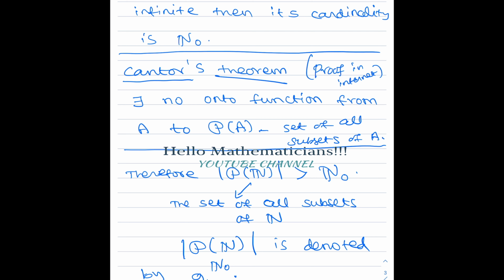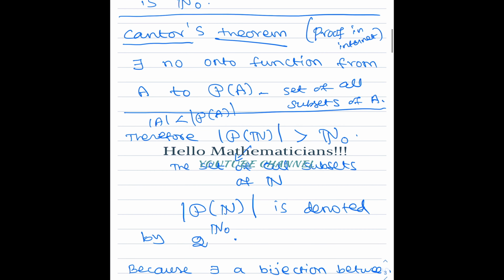So from this we can conclude that the cardinality of A is strictly less than the cardinality of the power set of A. Why? Because these two sets cannot have the same cardinality. If they have the same cardinality, there should be a bijection. But we are saying there is no onto function from here to here. But this set is a much bigger set than this set. Therefore, the cardinality of A is strictly less than the cardinality of the power set of A, whatever set A is. For example, if A is a finite set with n elements, then the power set of A will have 2 power n elements, which is much bigger compared to n.